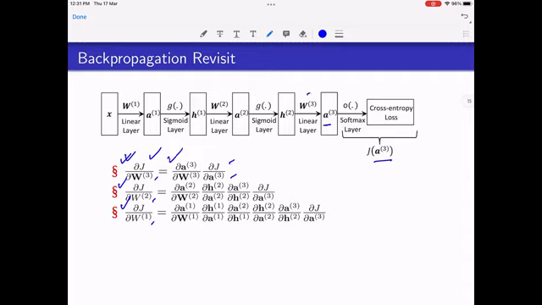Similarly, what is del J del W2? It is del J del A3, del A3 del H2, because A3 is a function of H2. Then H2 is a function of A2, so this is del H2 del A2. And then del A2 del W2, because we ultimately want the derivative of the loss with respect to W2. So this is just the chain rule.